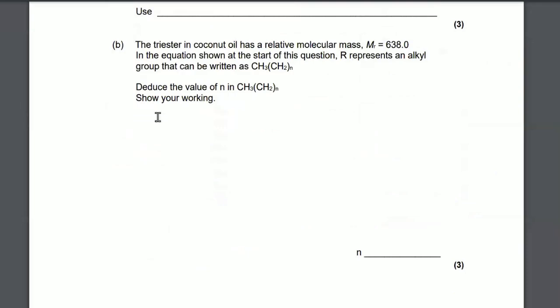Let's move on to part B, which is an amount of substance question. The triester in coconut oil has a relative molecular mass of 638. In the equation shown at the start of this question, R represents an alkyl group that can be written as CH3CH2n. Deduce the value of n in CH3CH2n. Show your working. So we've been told that the Mr is 638.